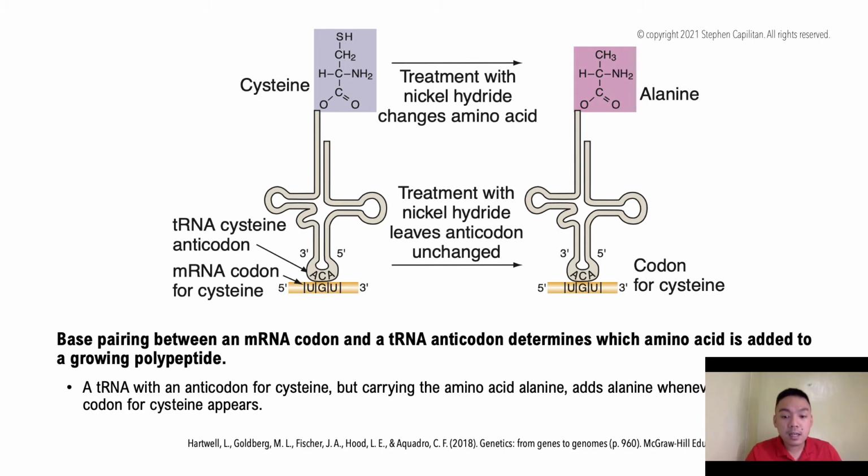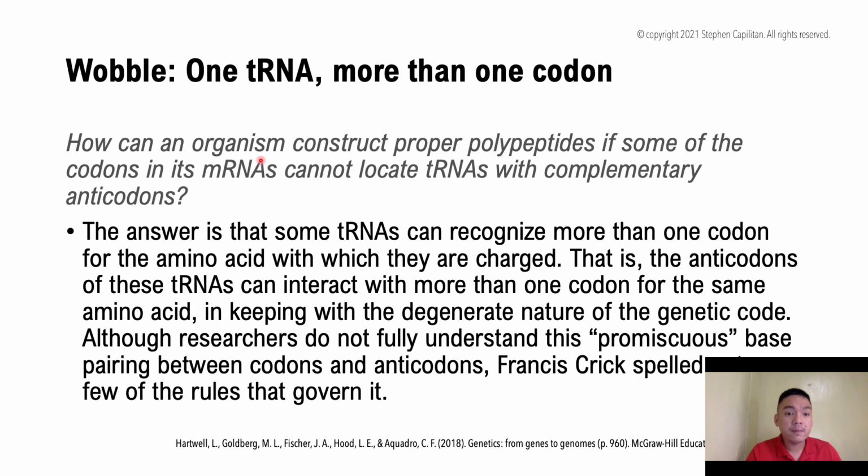So let us talk about the question: how can an organism construct proper polypeptides if some of the codons in its mRNAs cannot locate tRNA? So let's say the mRNAs are having a hard time locating the tRNAs with the complementary anticodons. The answer is that some tRNAs can recognize more than one codon for the amino acids they were charged with. That's the degeneracy of the code.